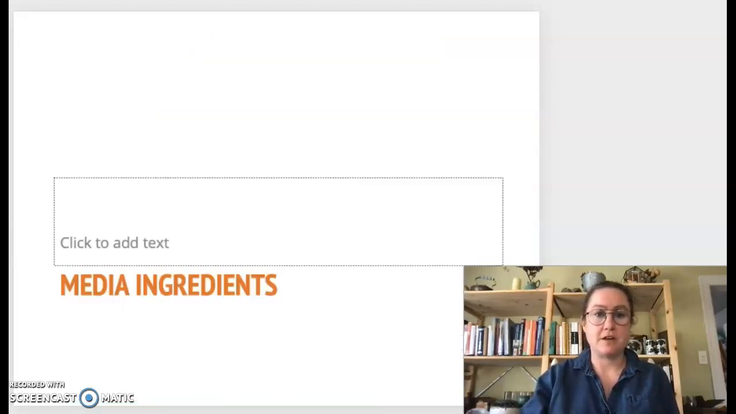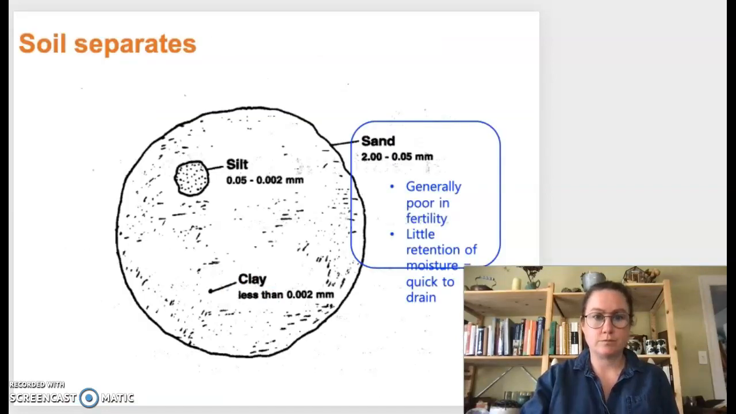Let's dive into some different media ingredients. Many of you are familiar with this from your sustainable agriculture courses or from gardening. In thinking about soil outside, we generally refer to clay, silt, and sand. Clay being the smallest particle size, silt being in the middle, and sand being the largest. Sand, as we know, generally is pretty poor in fertility and has little moisture retention, but of course, the drainage is incredible.